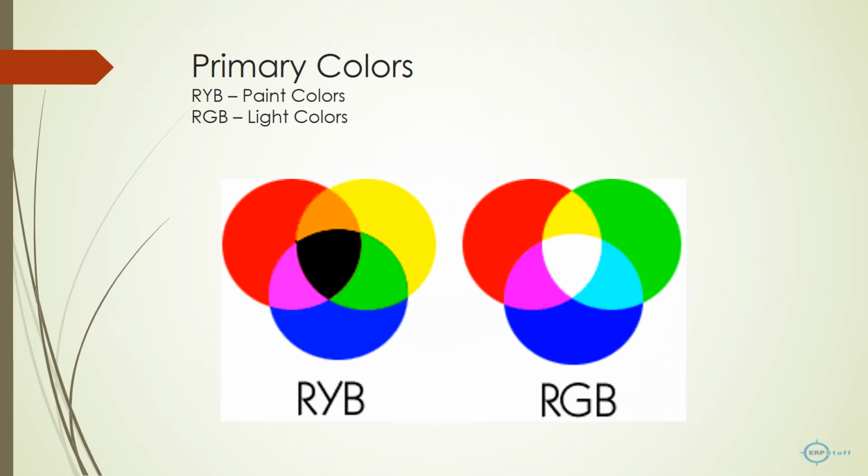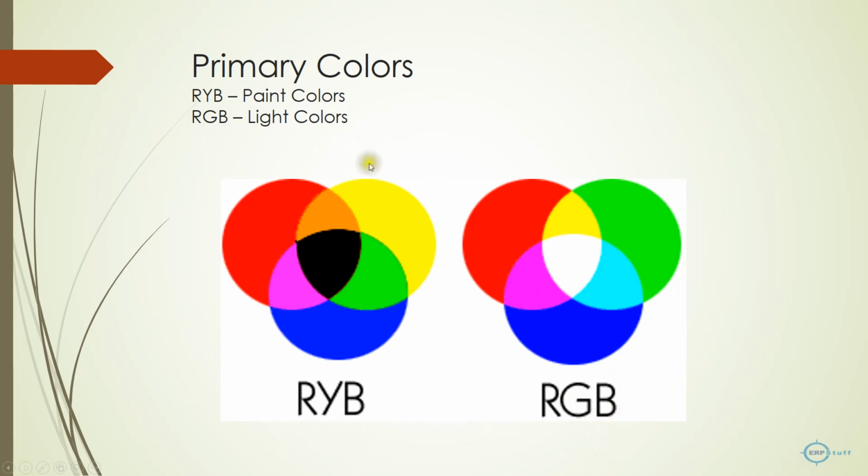Okay, there are primary colors. What is a primary color? A primary color is one which is itself a color. You can't create this by mixing other colors. So if you see red, green, blue, and red, yellow, blue, there are two ways of mixing the colors to create more colors. So ideally there are three colors. Let's see why you have RGB as well as RYB.